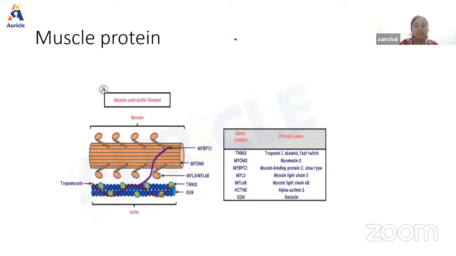and those proteins are known as actin, tropomyosin, and troponin. Okay, so myosin filaments are formed by myosin molecules, and the actin filament are formed by these three proteins.